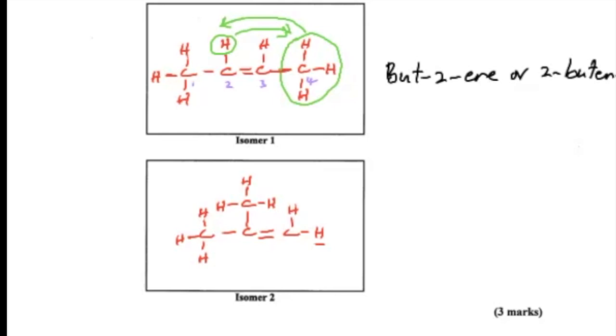Let's count. Carbon 1, carbon 2, carbon 3. On carbon 2 in the middle, there's a methyl group that I'm trying to highlight with broken lines. So we'd call this 2 to say that on carbon 2 there's a methyl group. We name what's on carbon 2, 2-methyl, and then we'd have propene. Make sense?